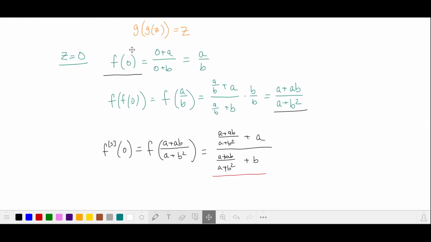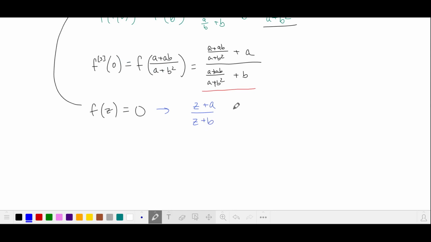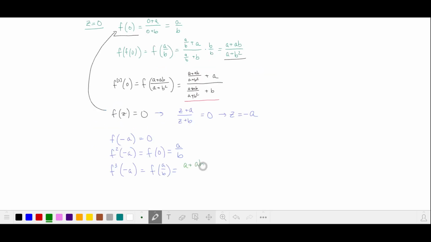So let's see if we can go backwards and start with a value of z such that f of z is equal to 0. Then we can continue from this step, and this will be our second step. So we want this expression to be equal to 0, which we have when z is equal to negative a. So we can start with f of negative a is equal to 0. When we apply f a second time, we get a over b. Then applying f a third time, we get this next fraction, and then we apply it our fourth time.